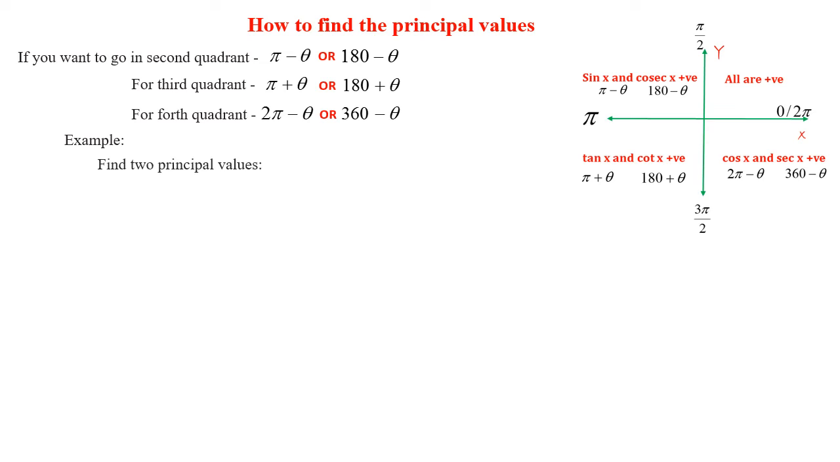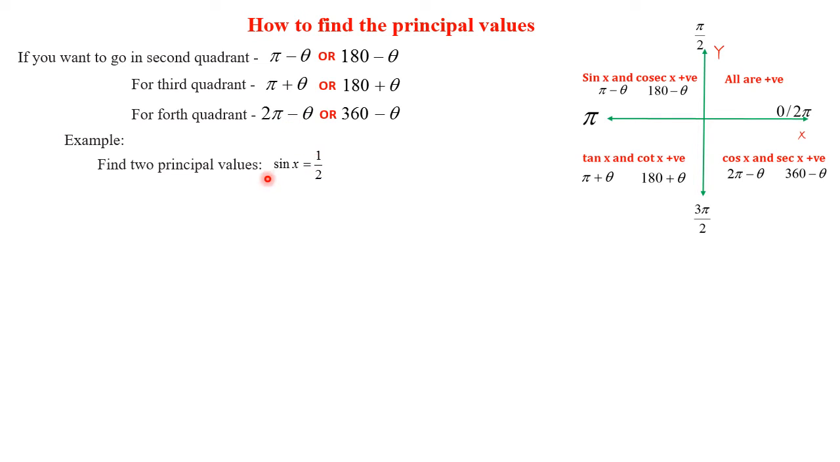Then let's take an example. Find two principal values. Remember, if you want to find the principal solutions, there are two of them. One will be easy to calculate. For calculating the next one, we need these three steps, any one of these three. Okay, let's check through an example.